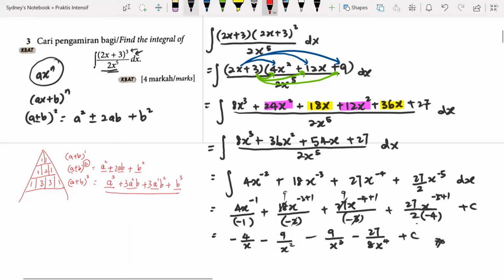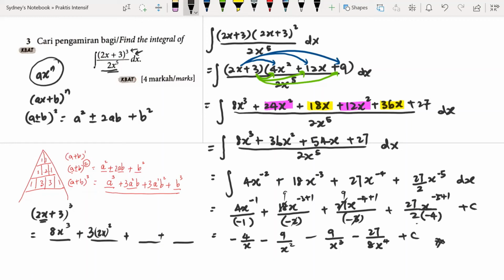Therefore, for us to apply it to (2x + 3) cubed, we will have 4 terms based on our Pascal triangle. Because this is plus, everything is plus. The first term is the cube of a, so the cube of 2x, that will be 8x cubed. Then the second term will be 3 times the square of 2x. Let's write it like this, square this, and then times 3.